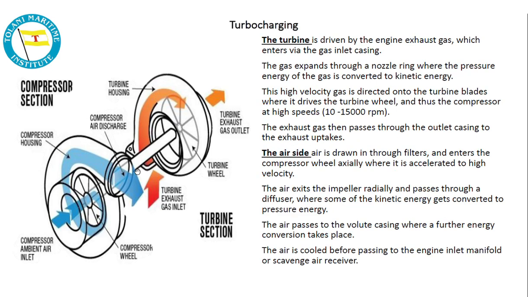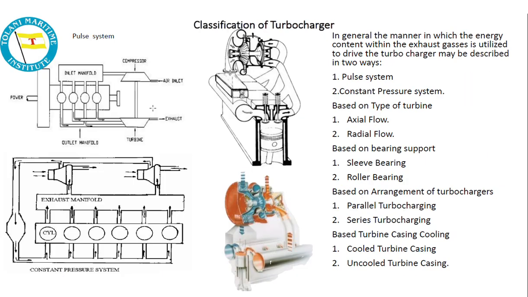Now when we talk about the classification of turbochargers, there are a few things that we are supposed to remember. In general, it depends on the manner in which the energy of the exhaust gases is used to drive the turbocharger. Now there are the pulse system and the constant pressure system. These two are the broad categories: pulse type turbocharger and constant pressure turbocharger.